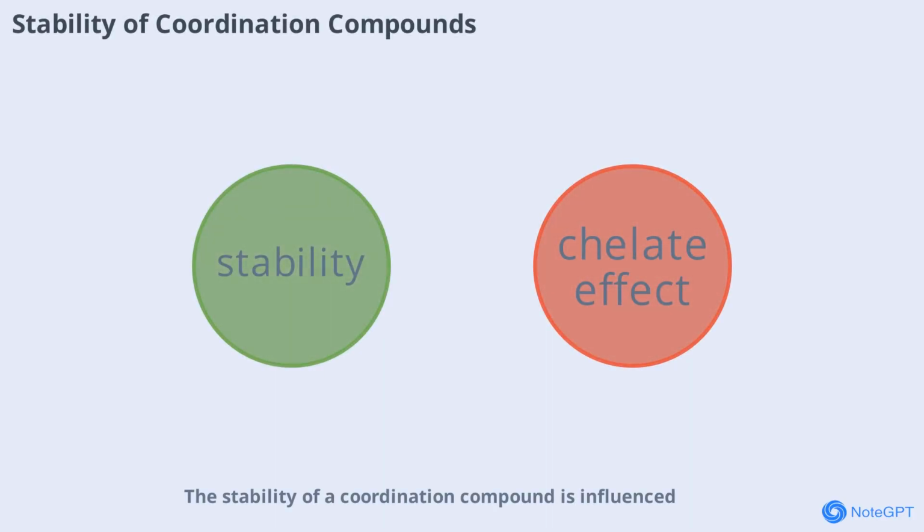Stability of a coordination compound is influenced by factors such as the nature of the metal, the type of ligands, and the overall geometry. Chelating ligands, which form multiple bonds to the metal, often increase stability, a phenomenon known as the chelate effect. Understanding stability is crucial for applications in medicine, catalysis, and environmental chemistry.